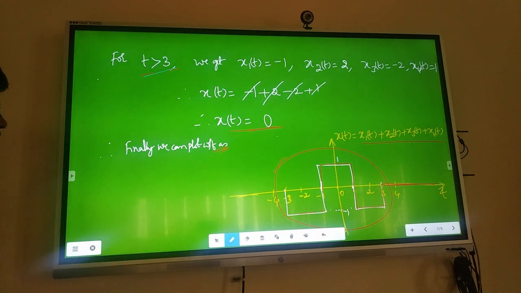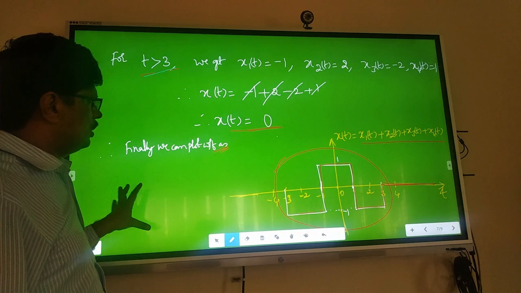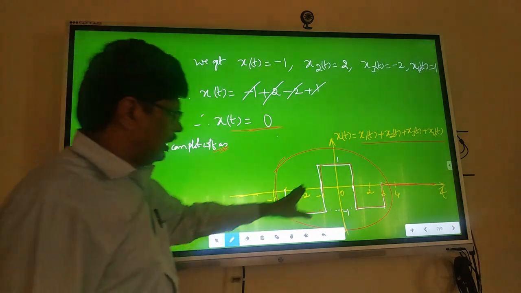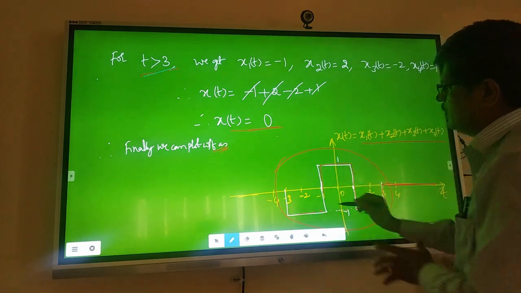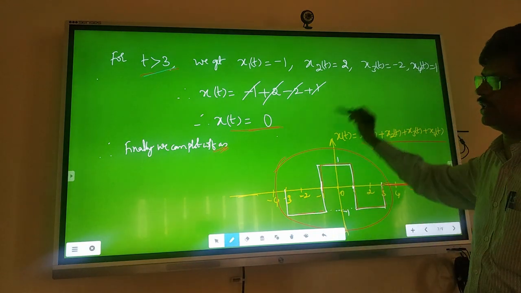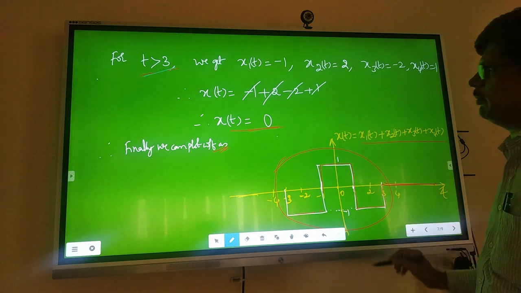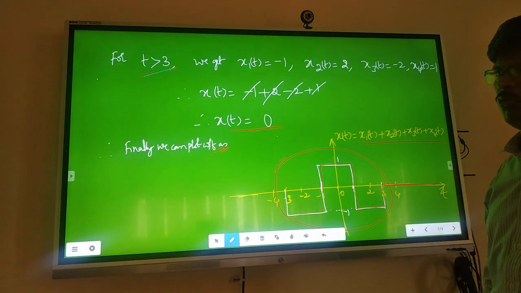Right, I hope I'm clear. In the next class, I'm going to do the same with ramp functions. Let me take one ramp signal, instead of step, let me do it for ramp. Exactly how to solve the problem using all these basic operations, we'll see.